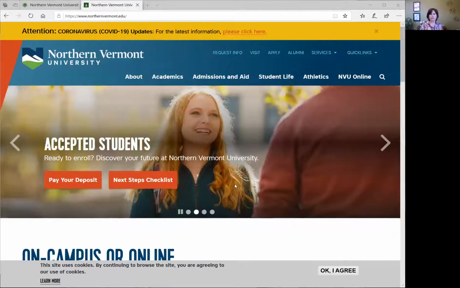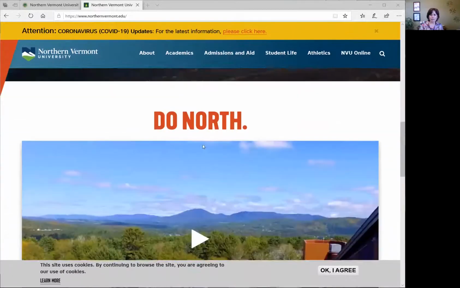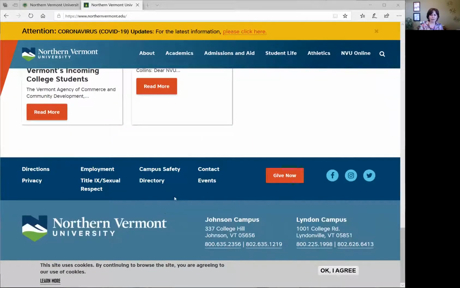Okay, so this is an example of Northern Vermont University's website. Typically what you'll find in the bottom of here is the net price calculator, which would be the best place for it to be, but as you can see, it's not here.